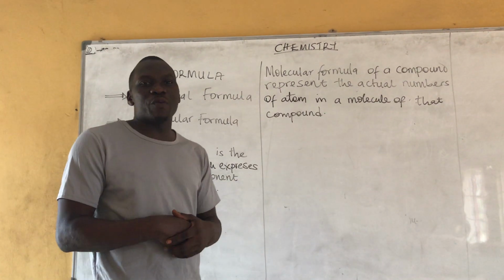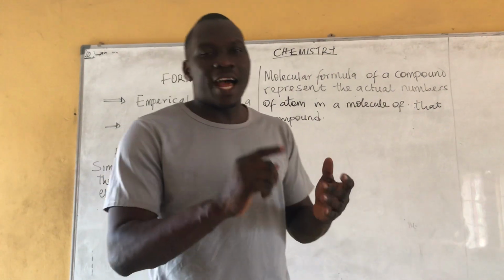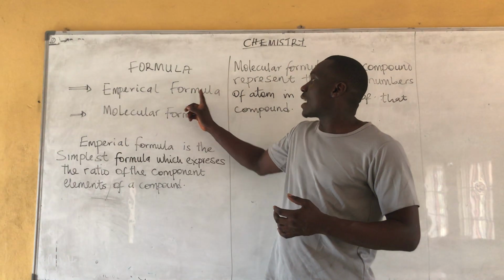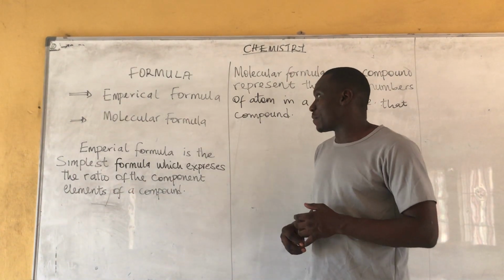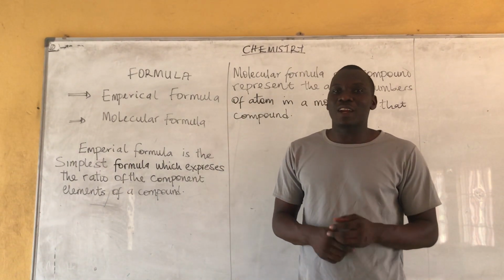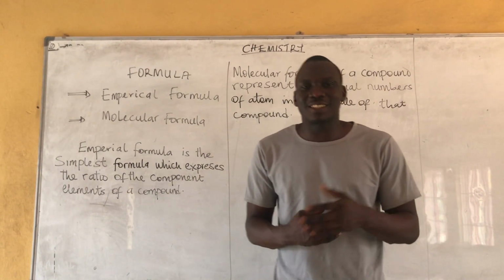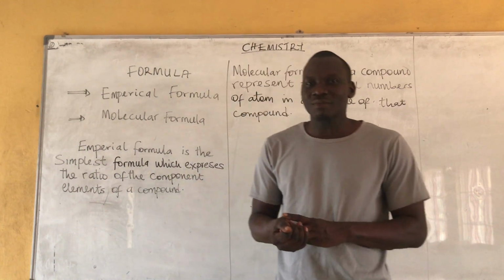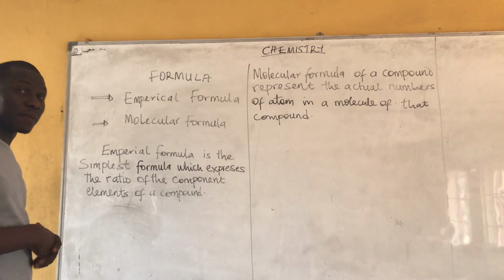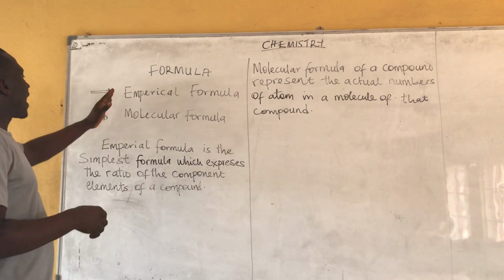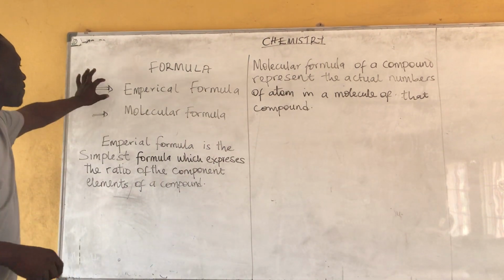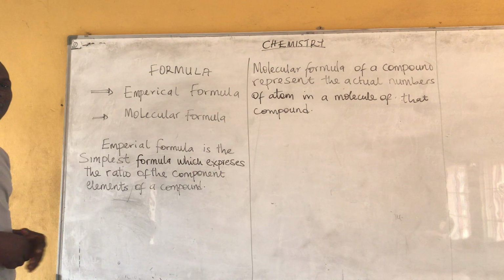What are the things that we are expected to learn today? At the end of the class today, we shall know how to calculate empirical formula, and the definitions of empirical formula and molecular formula. What do they usually ask in exams? Number one, they can ask us the definition of any of these two. Number two, they can ask you to differentiate between empirical formula and molecular formula.